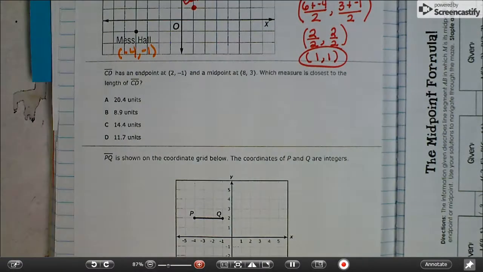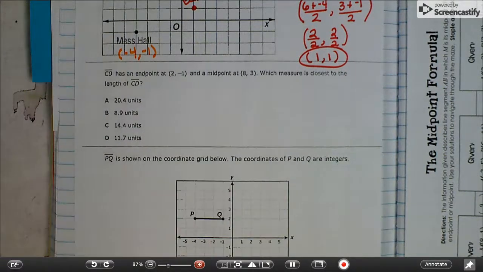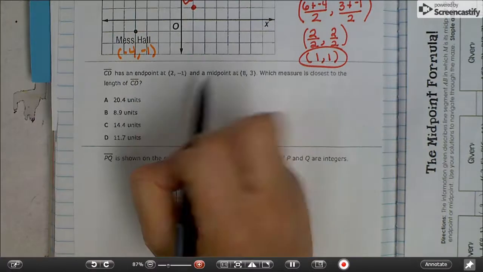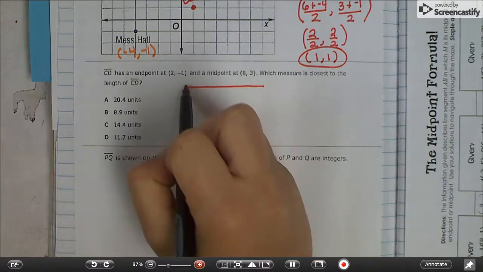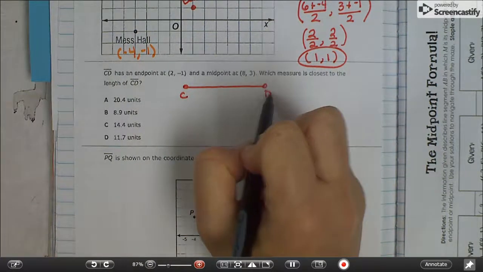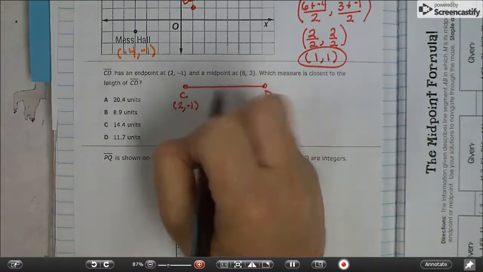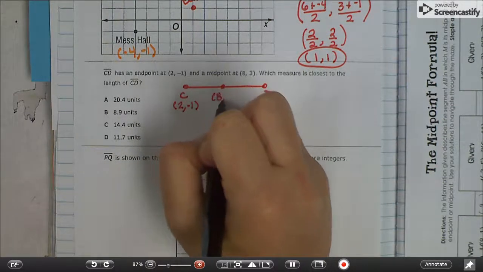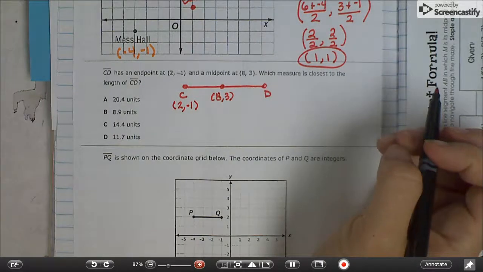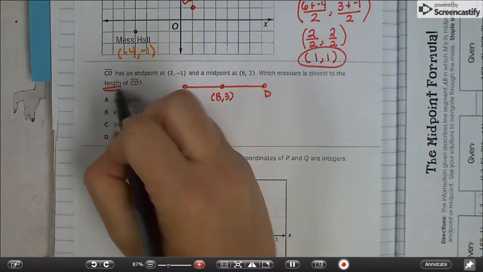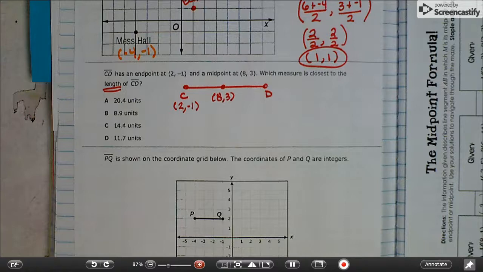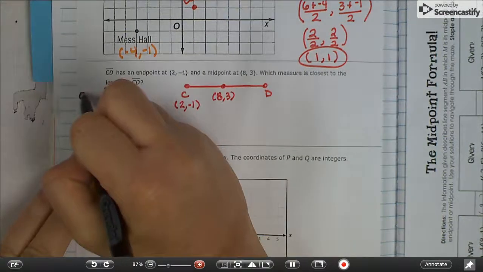Next. CD has an endpoint at 2, negative 1. I would recommend drawing this. CD has an endpoint at 2, negative 1, and a midpoint at 8, 3. What is closest to the length of CD? Well, you know from another video that length means we need the distance formula.